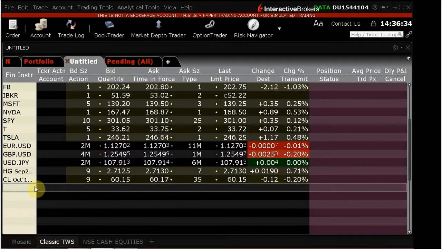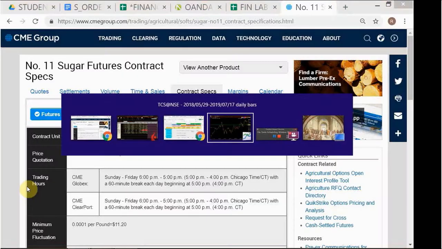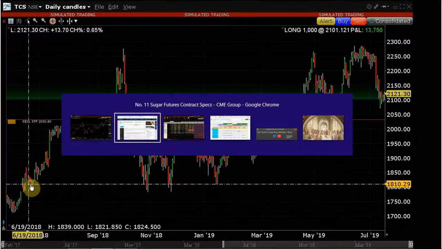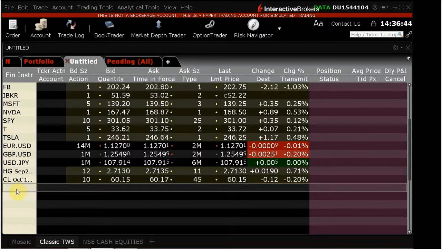It should give me a pop-up. Why is this pop-up not coming? We're not going to waste more time on this, but for some reason it might have frozen or something like that. I don't know why it's hanging.